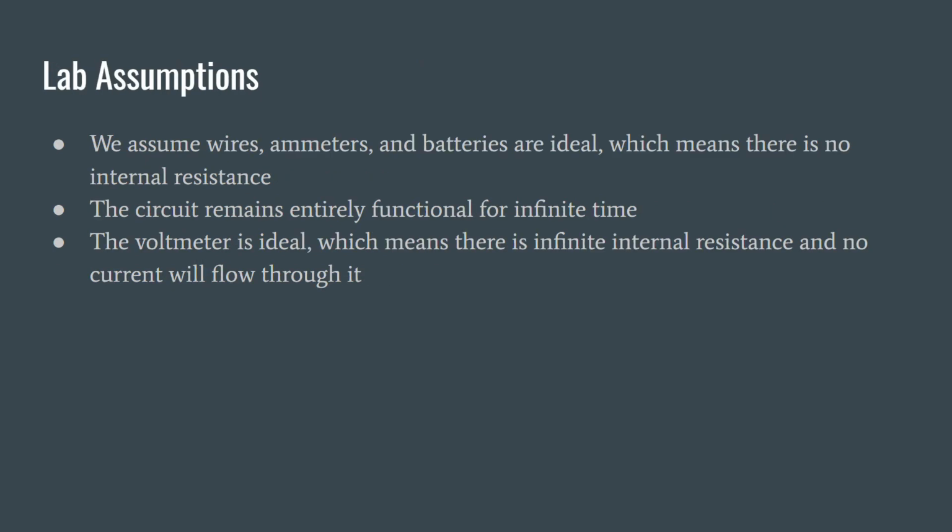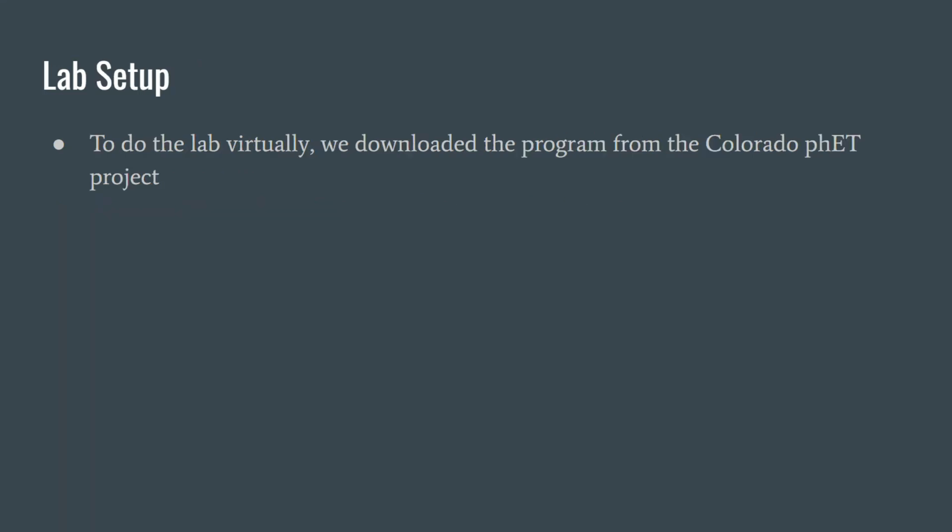The assumptions in this lab are that we use wires, ammeters, and batteries that are ideal. That means basically there is no internal resistance in them. Second, the circuit remains entirely functional for infinite time. And finally, the voltmeter is ideal, which means there is infinite internal resistance. That means no current will flow through it. To do this lab, we used the Colorado PHYS project, which we downloaded.